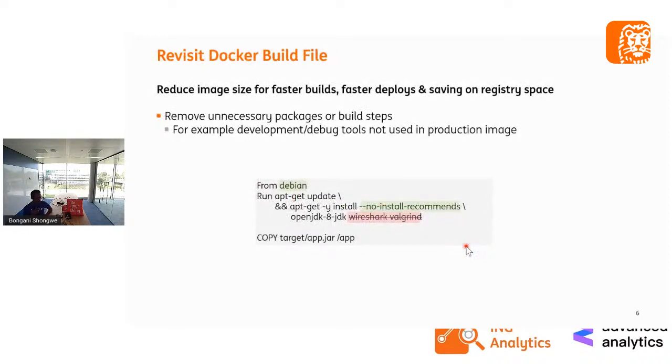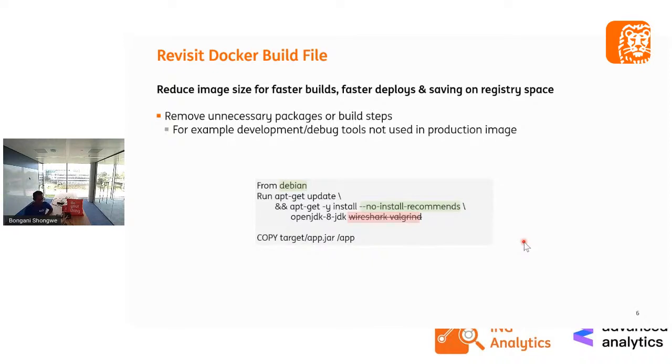Make sure you're adopting best practices. The first thing you want to do is reduce your image size for faster builds and faster deployments, and it also saves space on your registry. The first step is to remove any unnecessary packages or build steps, like development tools or debug tools that you included, things which are not needed by the end user. For example, Wireshark is not needed by the end user, so remove it.